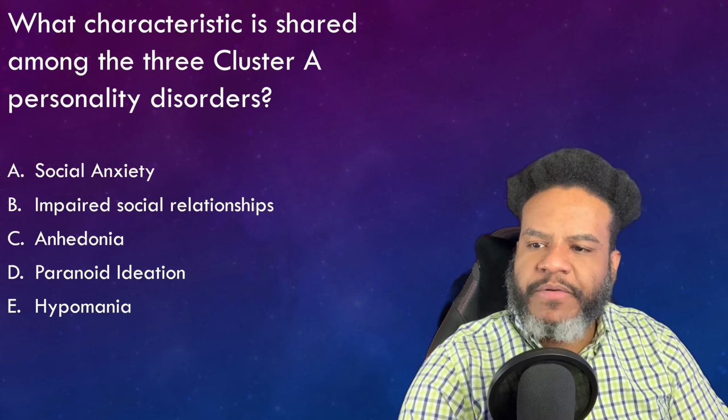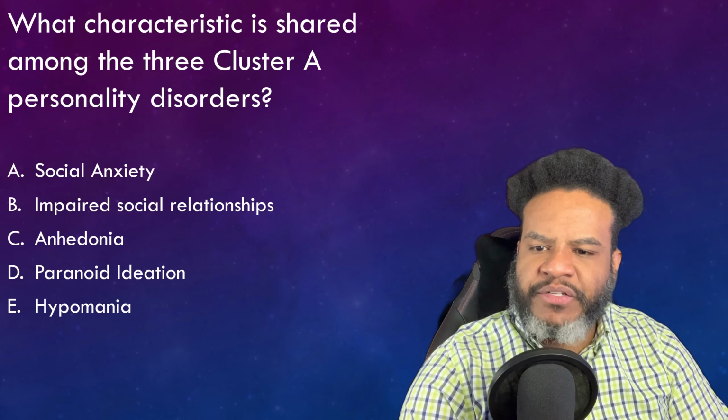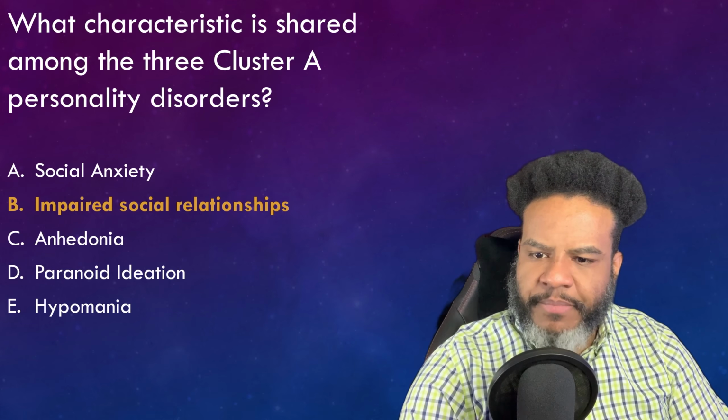All right. So what characteristic is shared among the 3 cluster A personality disorders? We have social anxiety, impaired social relationships, anhedonia, paranoid ideation, hypomania. What do we have right there? There you go, impaired social relationships.